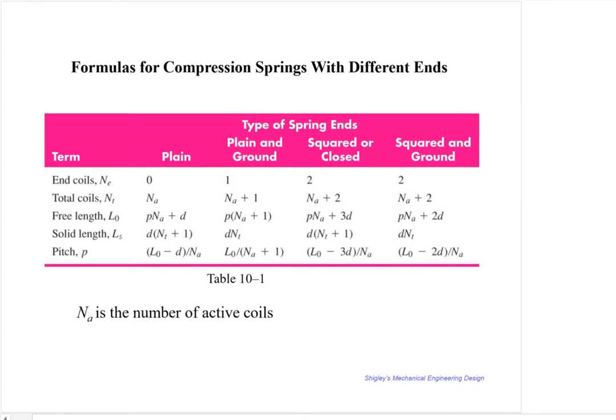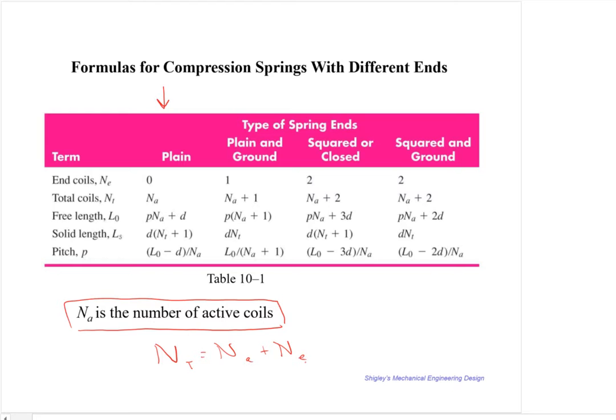So a lot of the formulas use N sub A, number of active coils. That's what N sub A is. And we can see the number of active coils here for the four different types. So if we just start here with plain, all the coils are active coils. Now we have end coils and total coils. So we have the formula here. Total coils is the number of active coils plus the number of end coils.